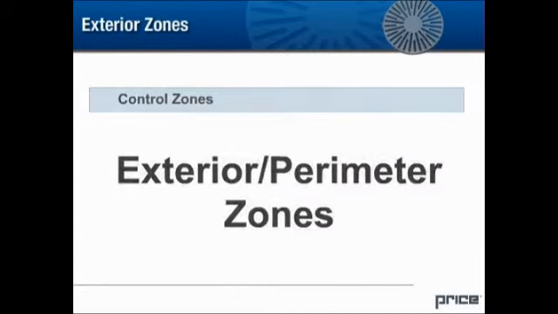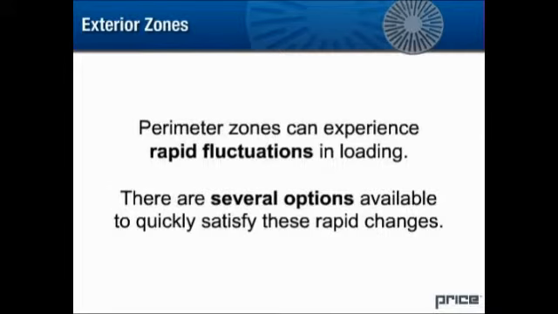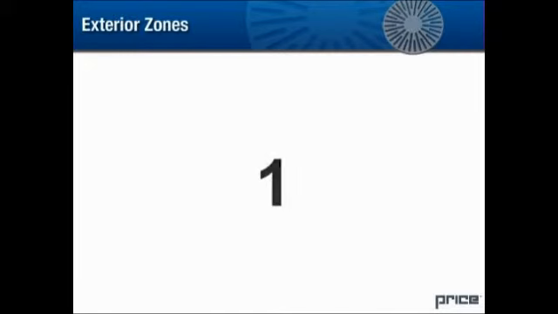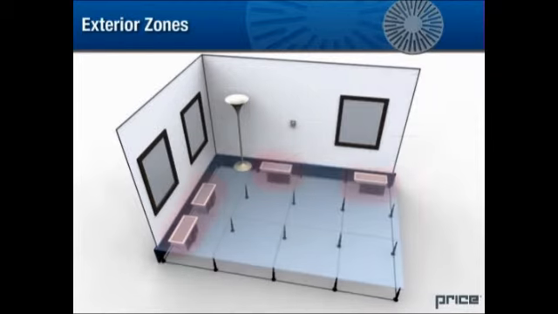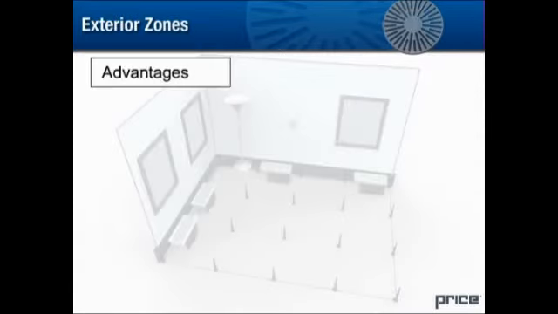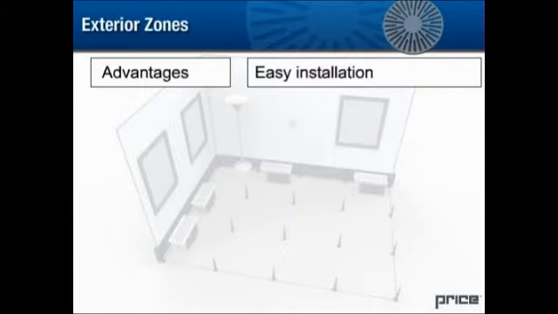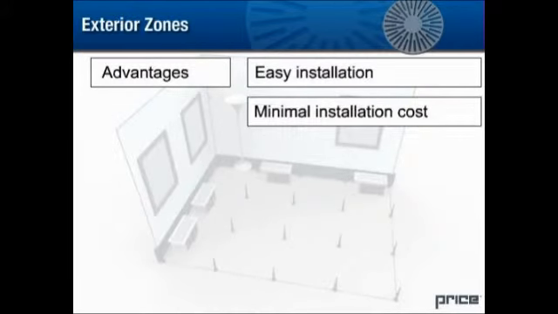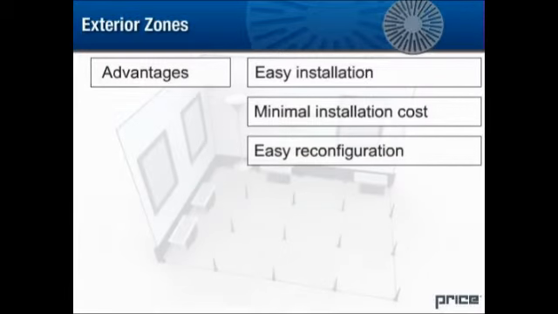Exterior perimeter zones. Perimeter zones can experience rapid fluctuations in loading. There are several options available to quickly satisfy these rapid changes. 1. Linear variable volume air outlets, model LFG-VC, are installed along the perimeter. These air outlets are controlled by a thermostat located in the zone, modulating the opening and closing of dampers found in each diffuser to satisfy the cooling load. Advantages with this option are easy installation, minimal installation cost, and since there is no ducting, easy reconfiguration.